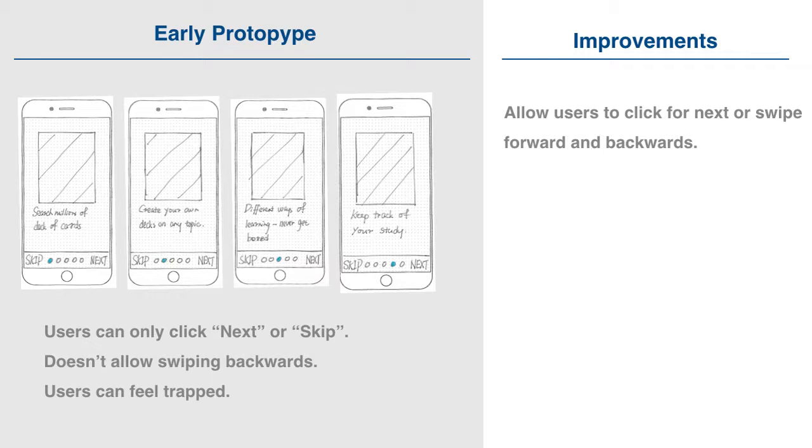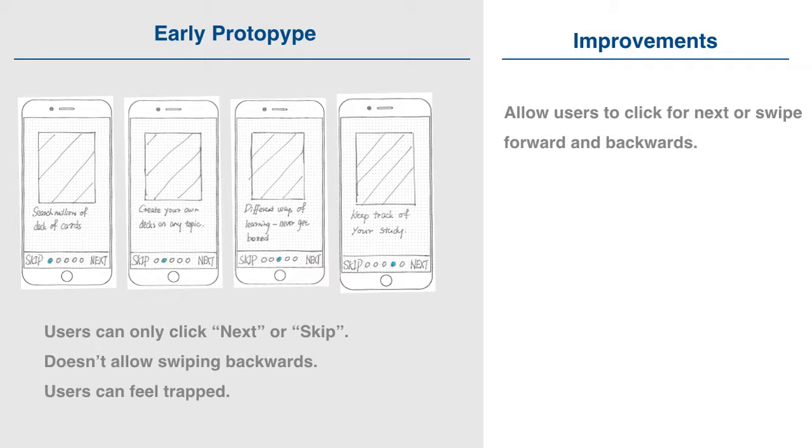And after the usability test was completed, I noticed some issues and things that need to be addressed and changed right away. So from the early prototype, the onboarding pages, users can only click next to browse through it or skip to get to the login page. But a user said they cannot swipe backwards, so they feel they're trapped in the middle of the pages. And of course, that's not very user friendly.